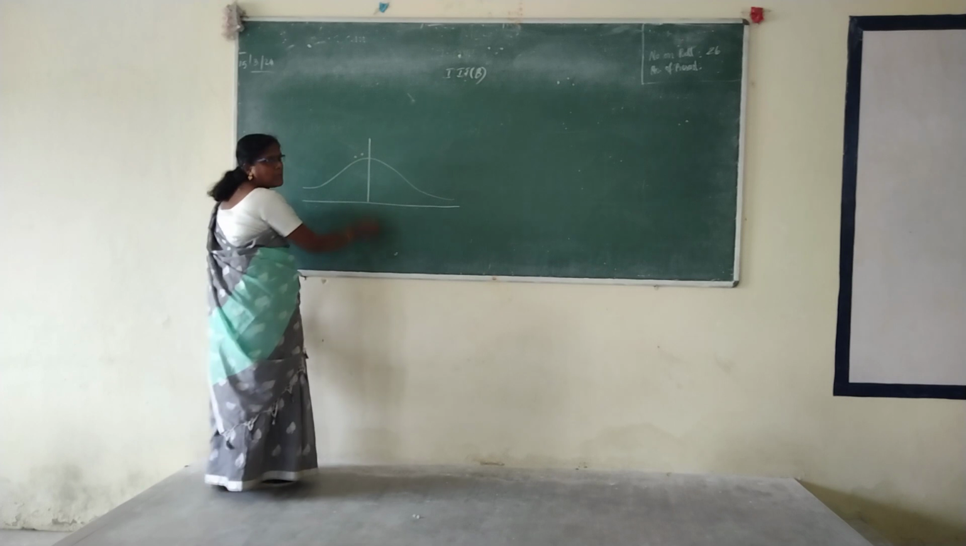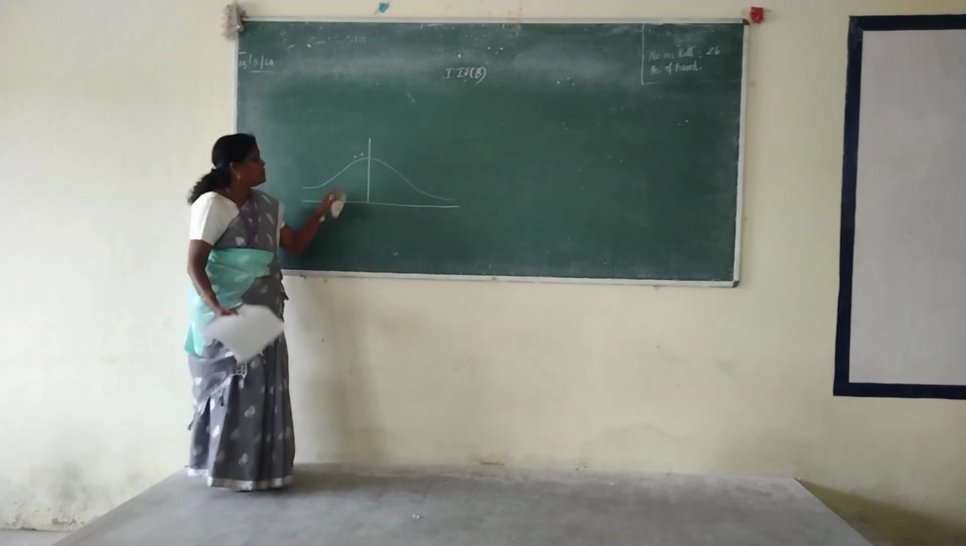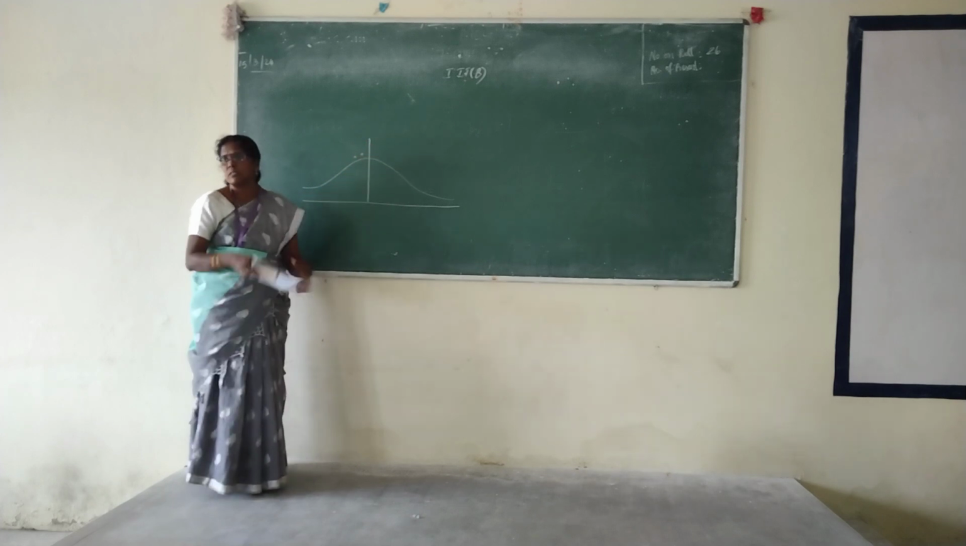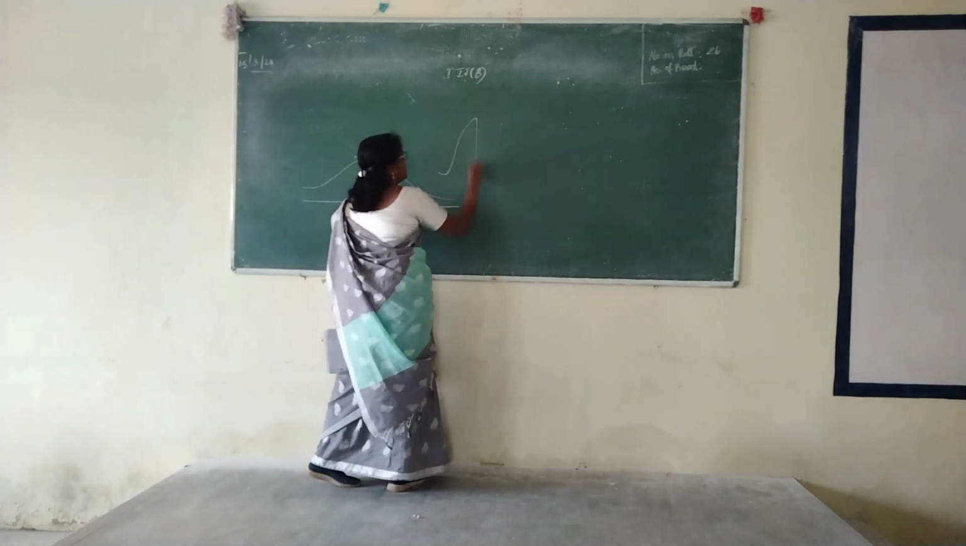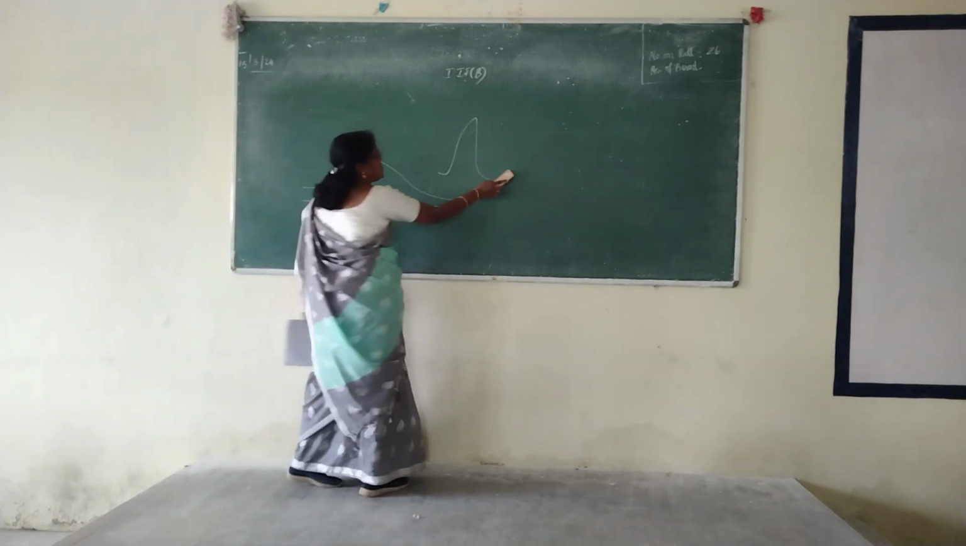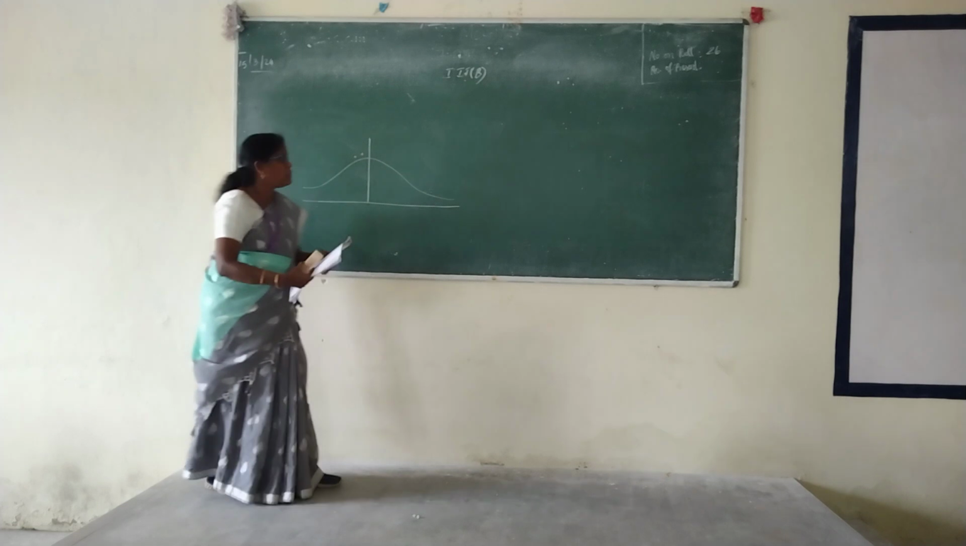And remember one point: when you draw the normal curve, it should be a bell shape only, it should not have a blunt end. That is not allowed for a normal curve. That is a wrong representation.